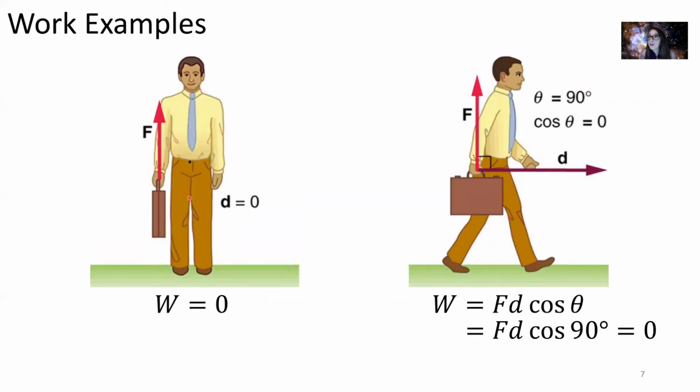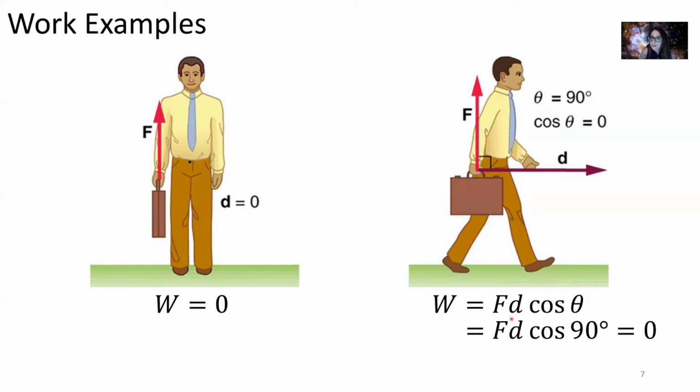Here, I'm applying a force upward again on my suitcase, but I'm not moving through any displacement. If work is FD cosine theta and D is 0, then you're doing no work. And over here, also interesting, we're doing no work, even though I'm pulling upward with my force, but I'm moving forward. Why am I not doing any work on the system in this case?